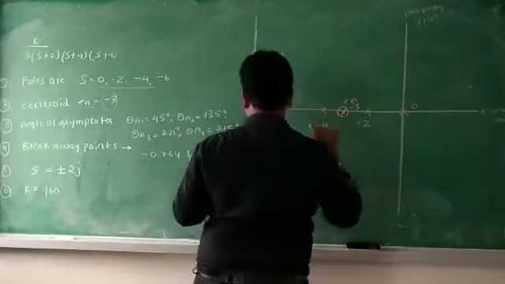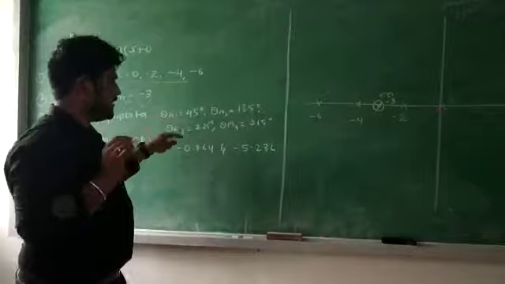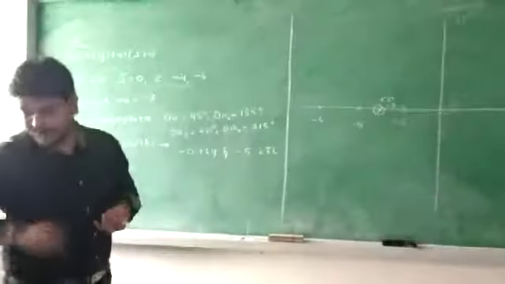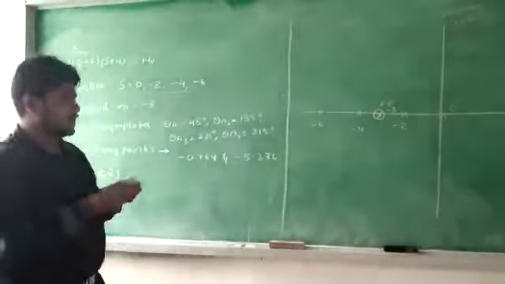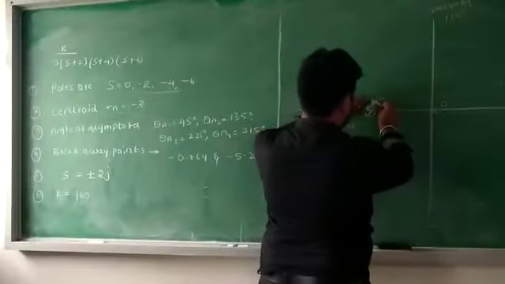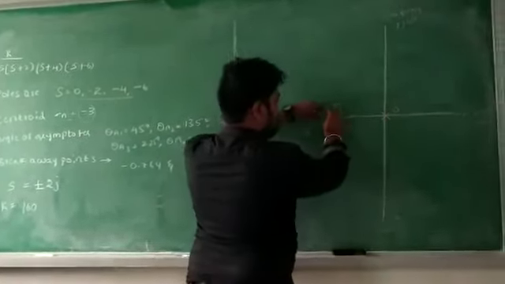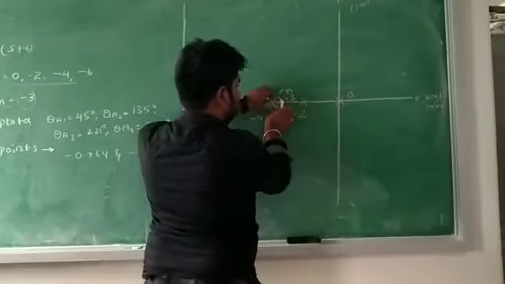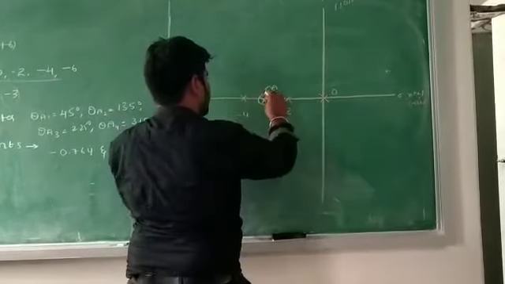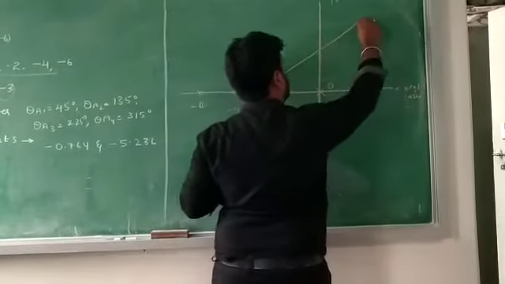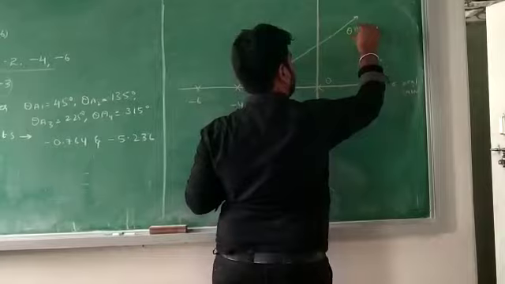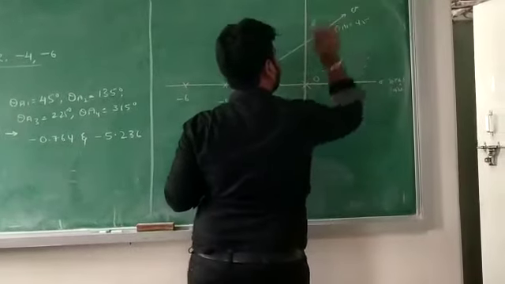After that, you have to take the angles of asymptotes. The first angle is 45 degrees, so you have to take 45 degrees here. Take a protractor and measure it. Somewhere you will get 45 degrees here. So this is theta A1 is equal to 45 degrees, which ends at infinity.